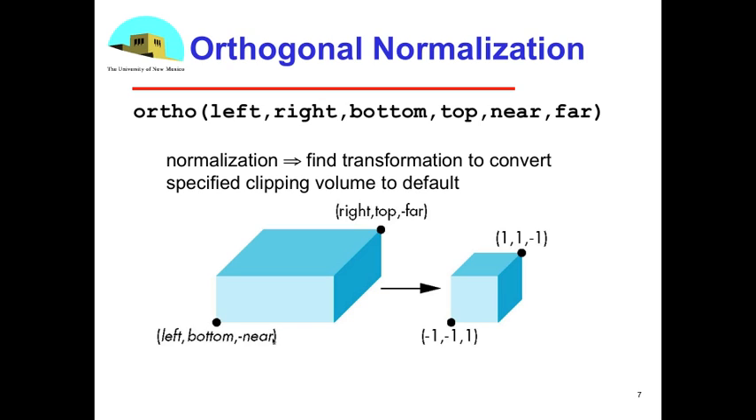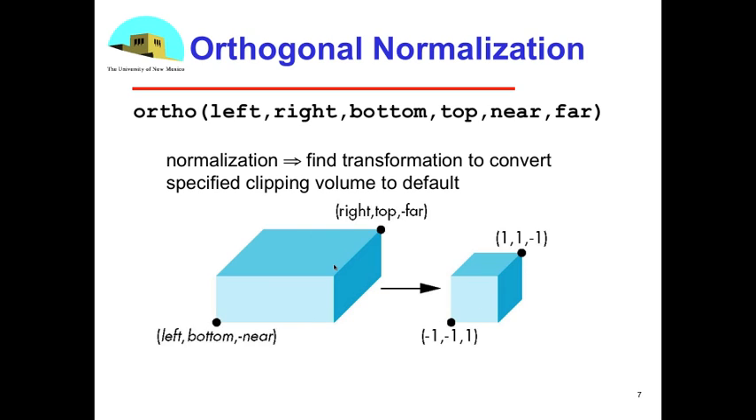Since the camera by default is pointing in the negative z direction, in terms of the coordinates in that frame, z is going into the screen here. This corner is left, bottom, minus near, and this corner up here is right, top, minus far. What I want to do is map them into a cube. This is the cube in clip coordinates that the rasterizer is expecting to see, meaning that everything outside of this is going to be clipped out.